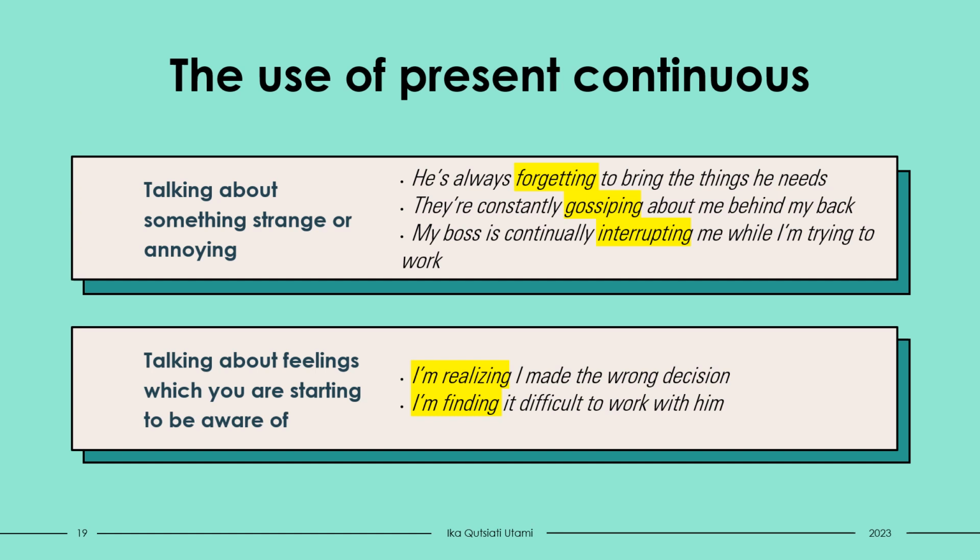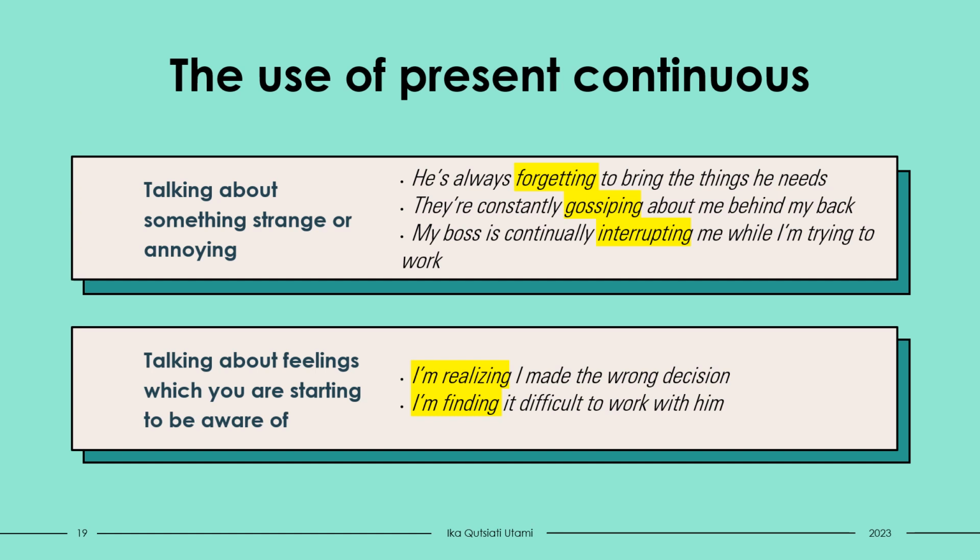I realize I made the wrong decision. I'm realizing I made the wrong decision. Now, they are both possible, but what is the difference? In the first sentence, I realize I made the wrong decision, your realization is not a new feeling. However, when you say, I'm realizing I made the wrong decision, you mean that you are just starting to think about this. The feeling that you made the wrong decision is still growing on you.